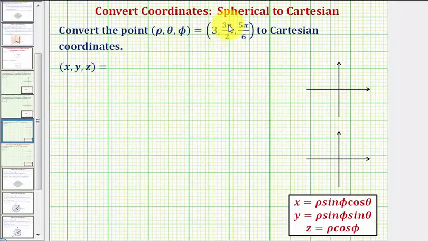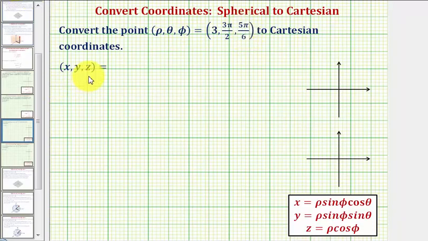Convert the point (3, 3π/2, 5π/6), which is given in spherical coordinates, to Cartesian coordinates or rectangular coordinates. So our goal here is to find the coordinates x, y, z, given that we know ρ equals 3, θ equals 3π/2, and φ equals 5π/6.